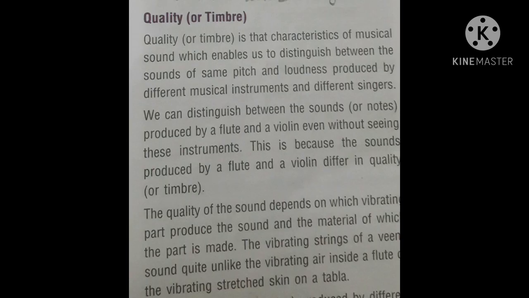Quality or timbre. Quality or timbre is that characteristic of musical sound which enables us to distinguish between the sounds of the same pitch and loudness produced by different musical instruments and different singers. We can distinguish between the sounds or notes produced by a flute and a violin even without seeing these instruments. This is because the sounds produced by a flute and a violin differ in quality or timbre.